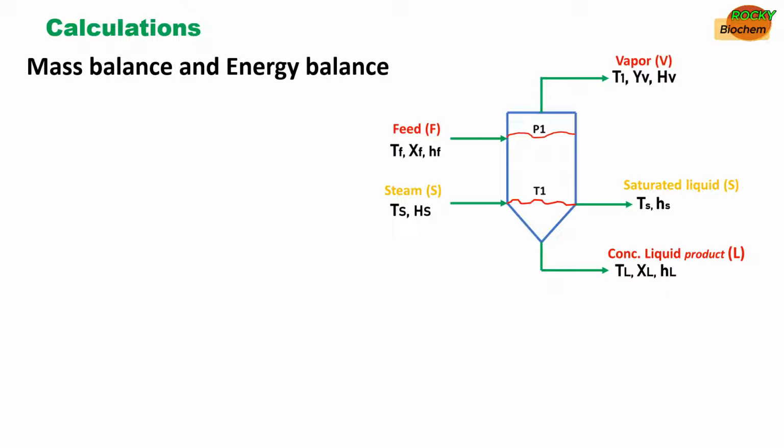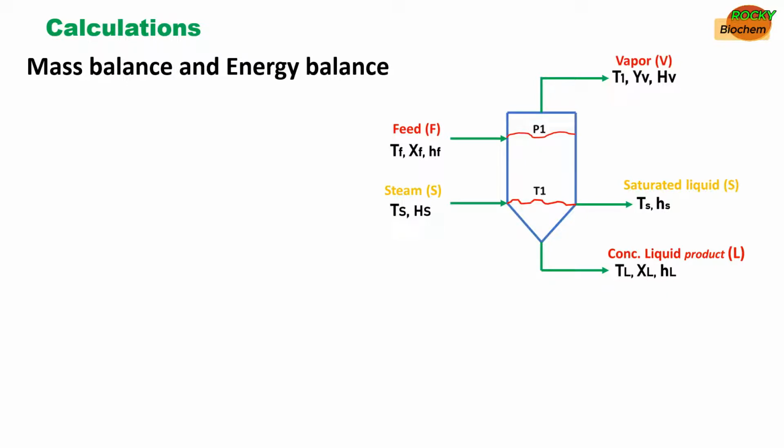And then energy too needs to be balanced because there is heat energy at work here. The feed has its own total heat content. The steam also has its own total heat content. And they have their respective temperatures as well, and they are entering this system. And at the end of the day, the vapor, the saturated liquid, and the concentrated liquid product that are exiting also have their respective total heat content and their respective temperatures. So energy needs to be balanced on this system.